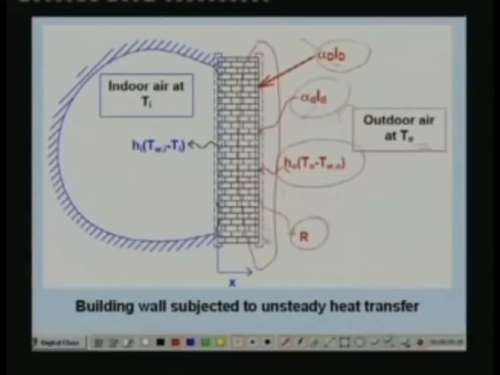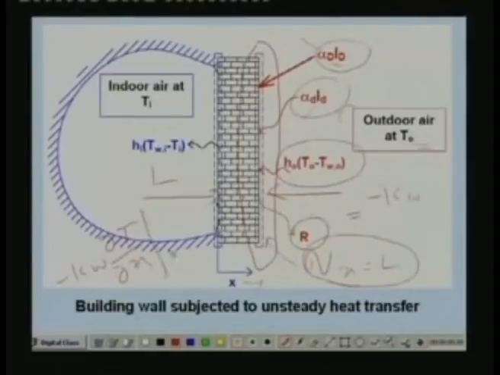If you are assuming that heat transfer through the wall is by conduction, this should be equal to Q at x is equal to L. Let us say x increases in this direction, and the thickness of the wall is L. When x is 0, that means the inner surface of the wall, x is L means the outer surface of the wall. So Q subscript x is L, the sum total of all these things, should be equal to minus k wall dou T by dou x at x is equal to L, where this is the conductive heat transfer from the outer surface of the wall to the wall.